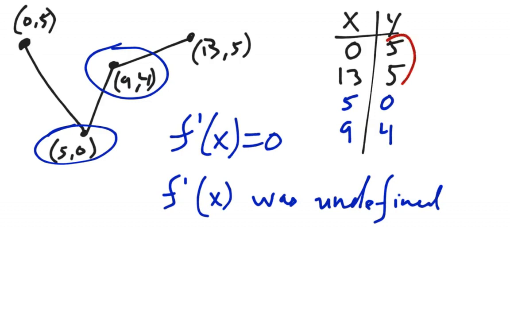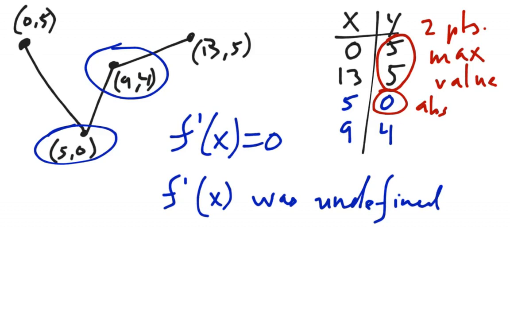Well, the biggest value is 5. It's okay that it occurs twice. So technically, yes, you could have 2 points that each have the same maximum value. That's fine. And then 0 is our minimum, so this is our absolute minimum. And 4 is just kind of hanging out, because it's neither a maximum nor a minimum, even though it's a critical number.